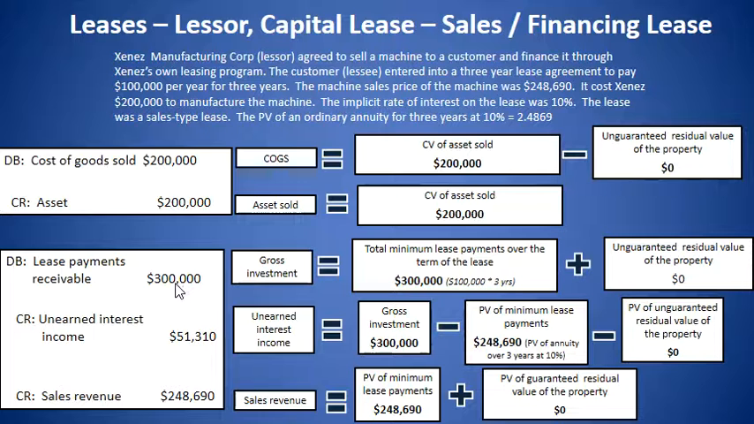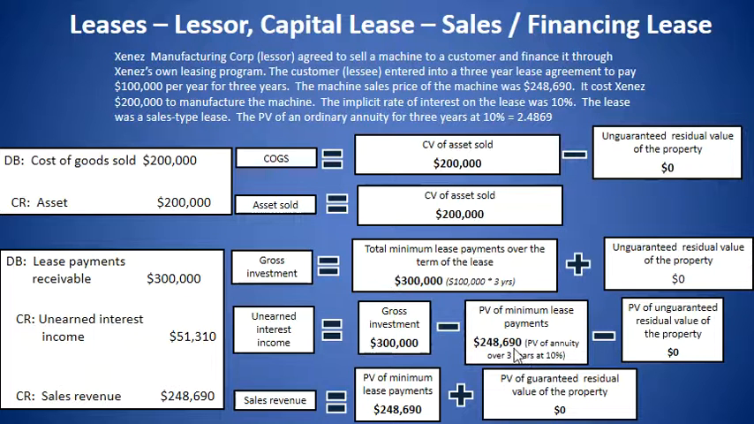Next then, we want to consider the unearned interest income, and that equals our gross investment, which again in this case is the total minimum lease payments over the term of the lease, minus the present value of our minimum lease payments, which in this case will be $248,690.